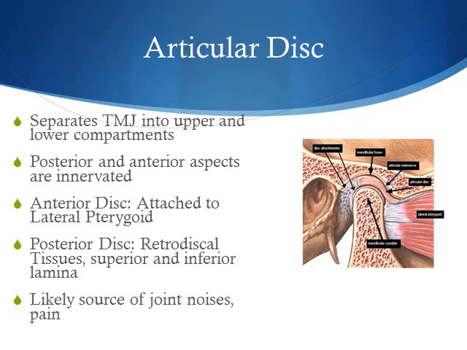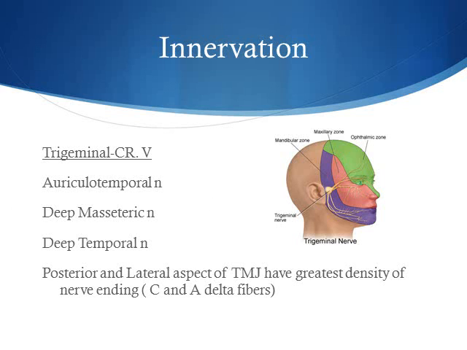Features of the articular disc. The disc separates the TMJ into upper and lower compartments. The posterior and anterior aspects of the disc are innervated. The anterior disc is attached to the lateral pterygoid, as seen in the picture. The posterior disc is attached to retrodiscal tissues and superior and inferior lamina. The disc is the likely source of joint noises and pain.